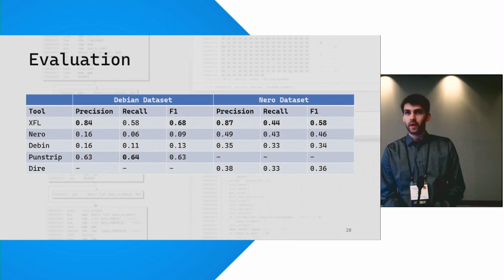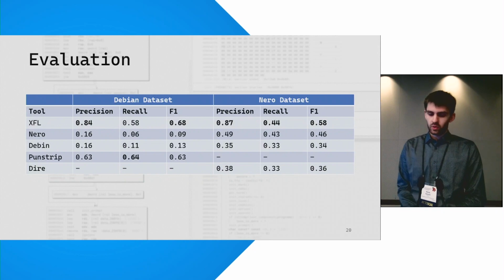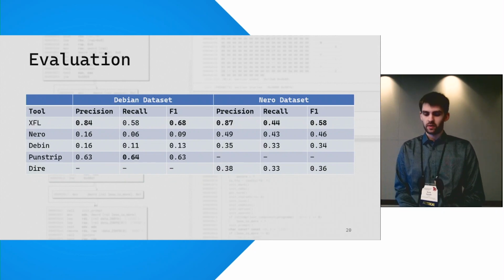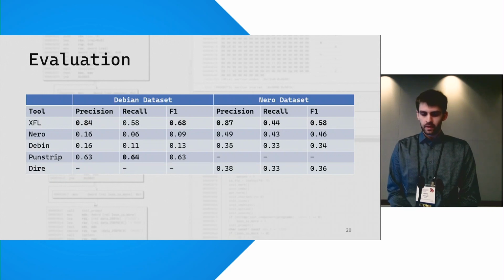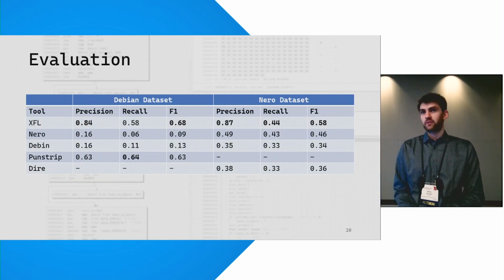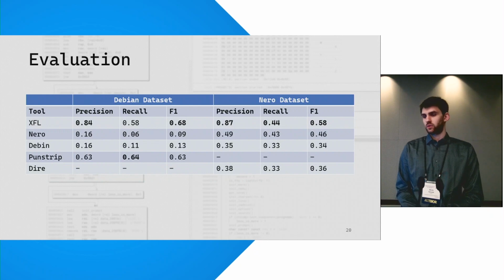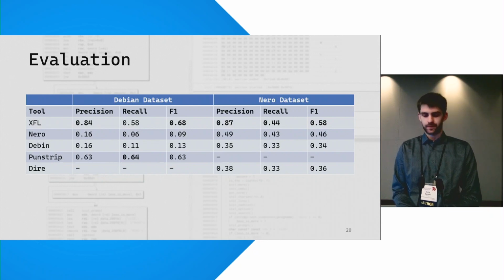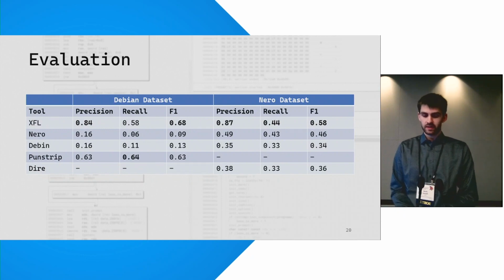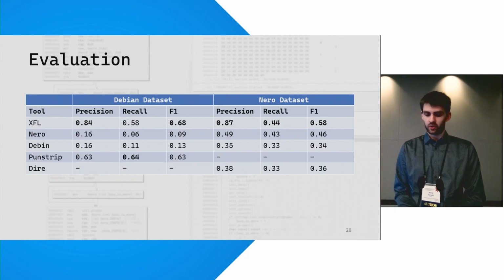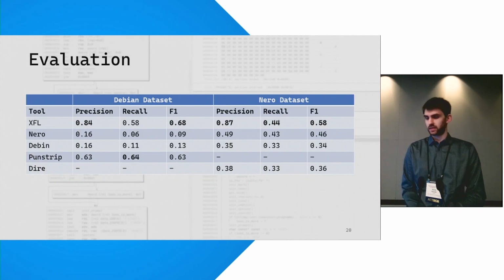So in order to compare against state-of-the-art approaches, we were using a threshold to determine the correctly predicted tokens. And now we can compute precision, recall, and F1. As we can clearly see, XFL outperforms state-of-the-art approaches, Nero and DIRTY, and also punstrip. To preempt concerns about overfitting on our dataset, we were re-evaluating on Nero's own dataset. And as we can see, XFL still comes out ahead.